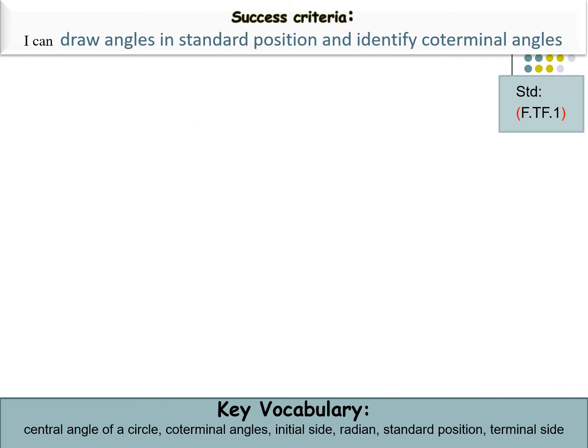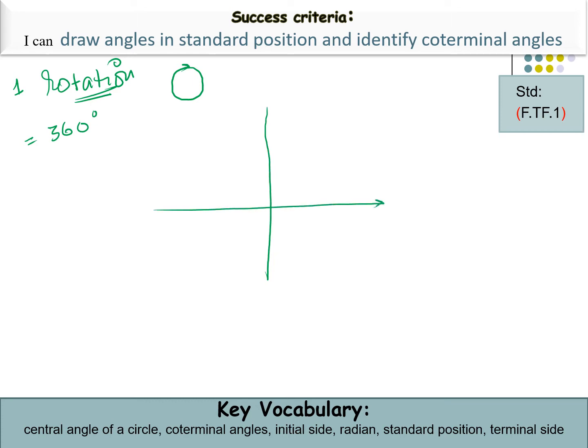Now we must know that if the word rotation comes, then of course we are talking about circular motion. So remember that one rotation is equal to 360 degrees. If I draw these 360 degrees with the help of a coordinate plane, then remember that 0 degree is here. Why? Because both the rays are in the standard position. They are not moving. Both the rays are one over the other.